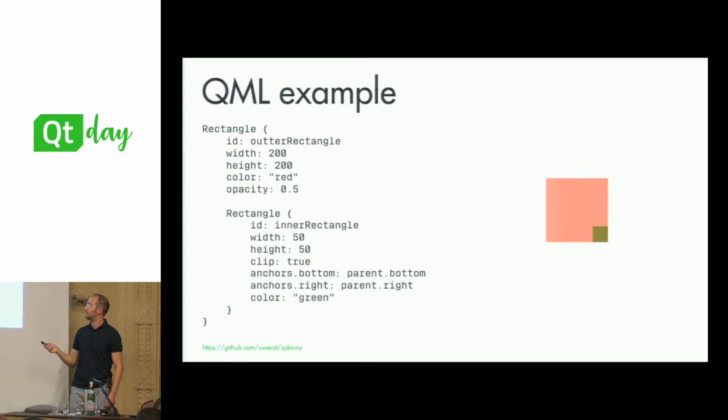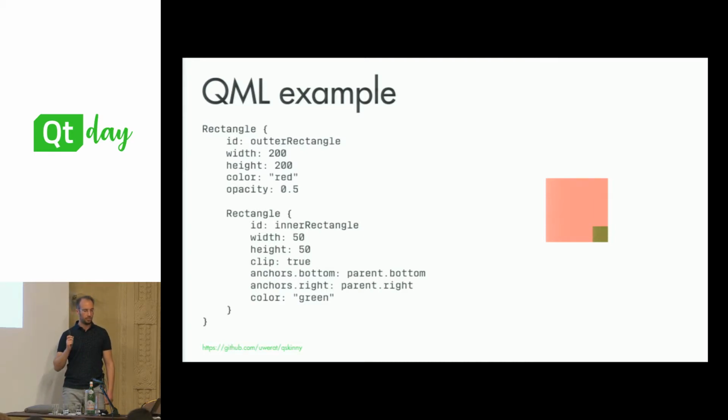Then inside that rectangle, you have another rectangle, the inner rectangle, which is 50 by 50. The clip here is set to true, which doesn't really make that much sense because it's not exceeding its boundaries. It's just to demonstrate later how this works out in a scene graph. And then it's anchored at the bottom right corner of the other rectangle. You see anchors.bottom, parent.bottom, and the color is green. And also, the opacity is inherited in that case, so it's also semi-transparent.